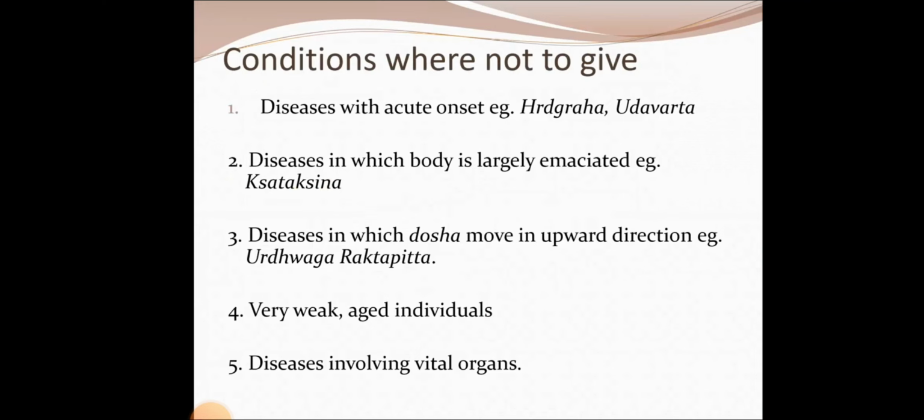Next slide, please. There are some conditions where this vamana is not to be given. That is diseases with acute onset, that is Hridgraha, Udavarta, diseases in which the body is largely emaciated, for example Kshatakshina. Diseases in which dosha move in an upward direction, that is Urdhvaga Raktapitta. Very weak aged individuals, diseases involving vital organs. Okay, you can categorize these contraindications like this: diseases with acute onset, diseases in which body is largely emaciated, diseases in which dosha move in upward direction, very weak aged individuals, diseases involving vital organs.